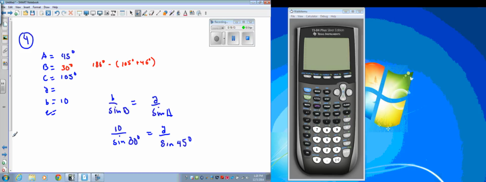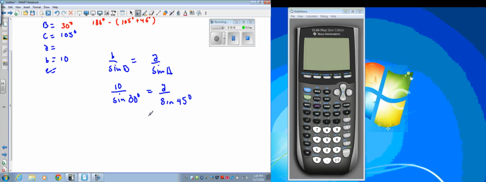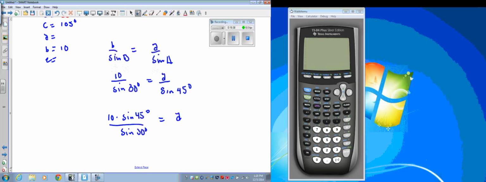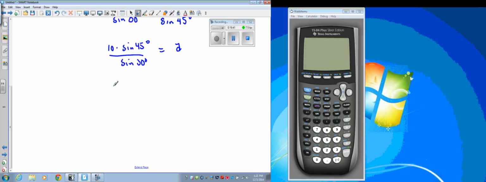Right? So then it would be 10 times the sine of 45 degrees over sine of 30 degrees would equal A. Is that right? And then if I can do this because these are common ones, it'd be 10, and the sine of 45 would be what? Root 2 over 2. And then the sine of 30 is, and that's what, 1/2.